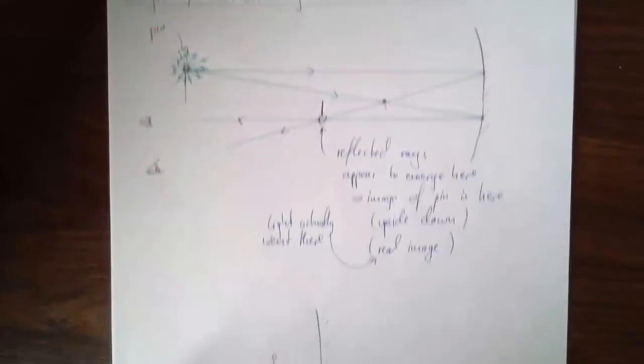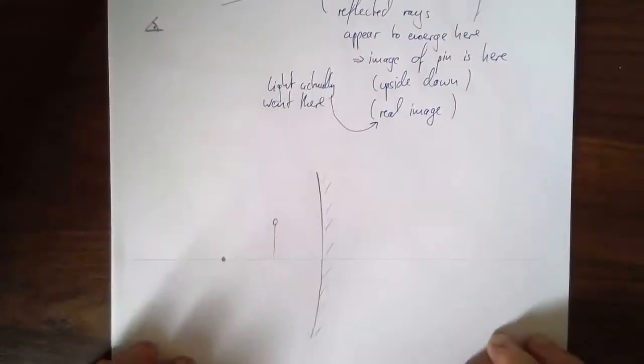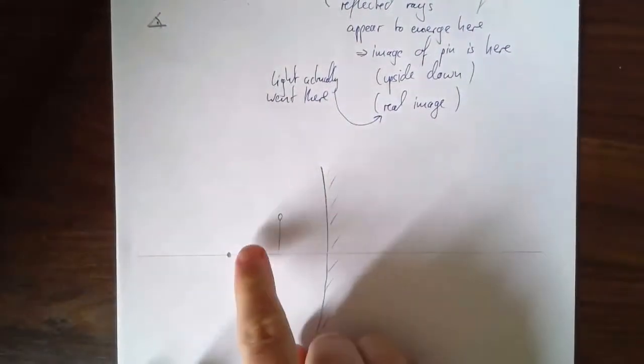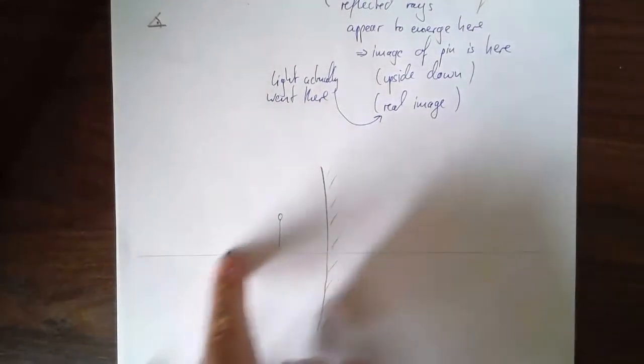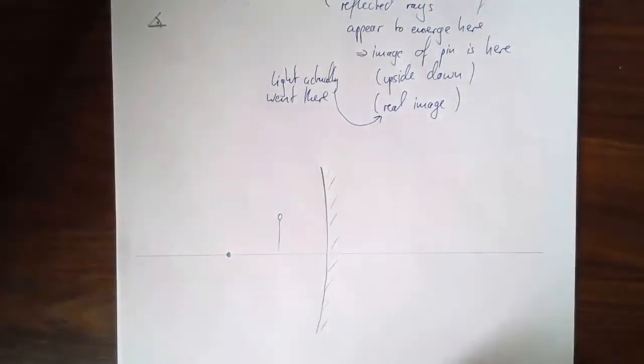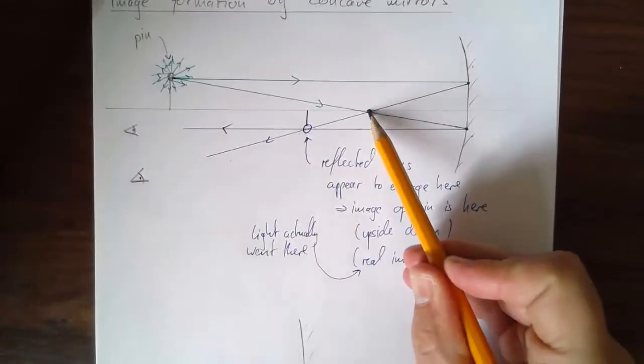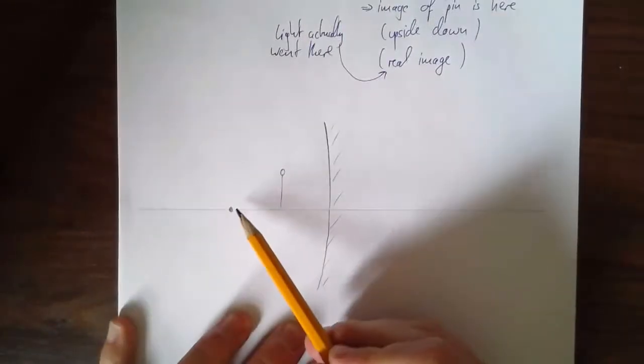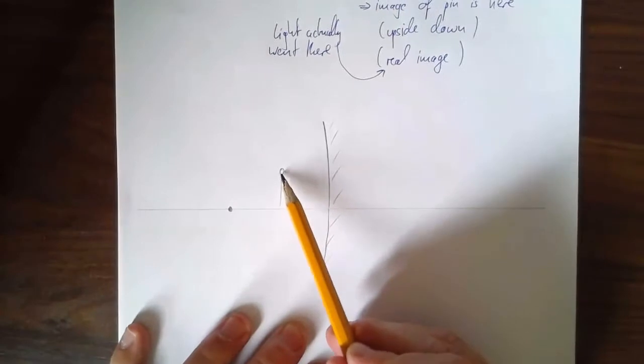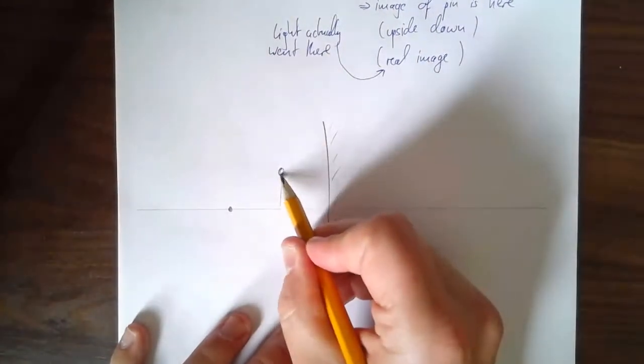So let's change up the situation slightly. Here's the difference. I've got the same mirror, but now the pin is on the inside of the focal length. This is my focal point. I didn't say this explicitly, but hopefully it's clear. Now my pin starts out being really close.